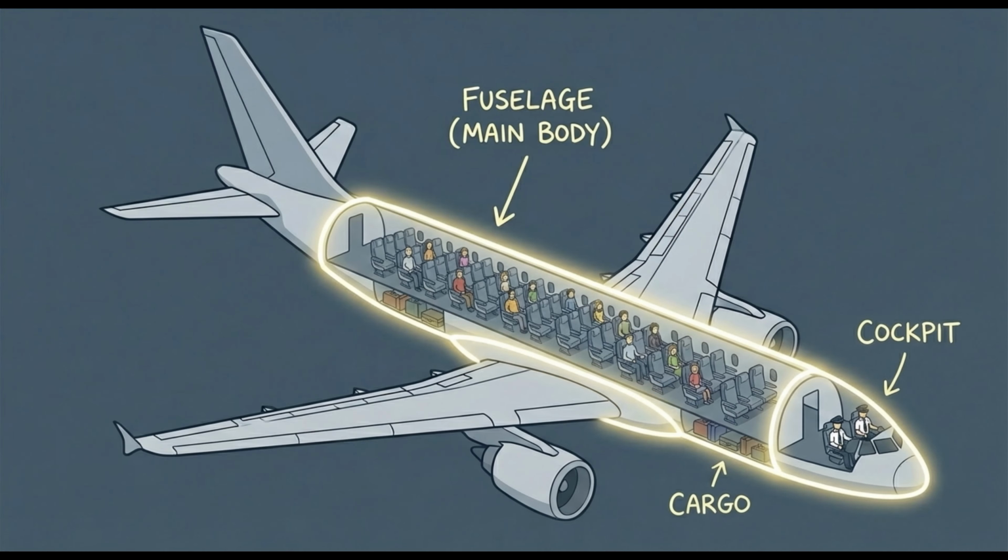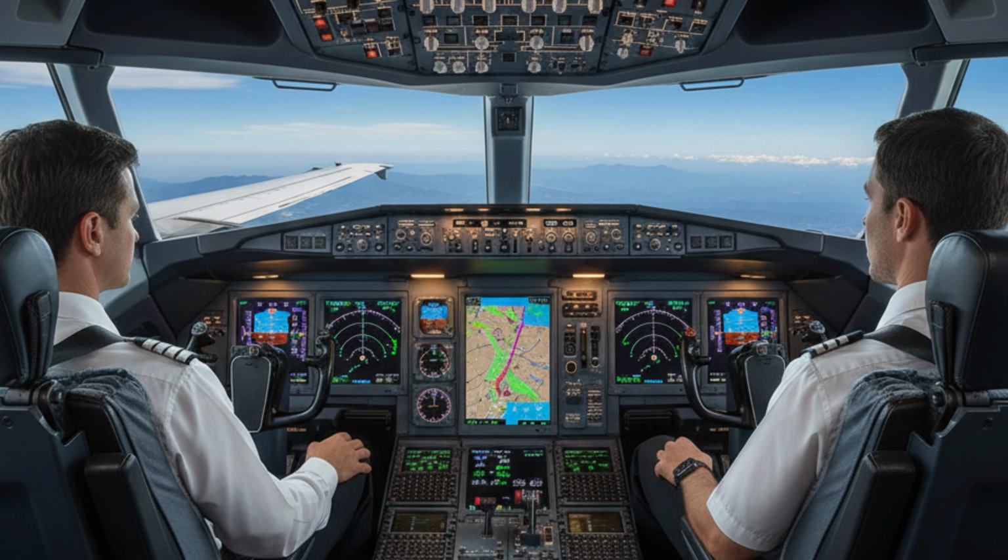The second one is fuselage. It is an enclosed body that contains passengers, payload, and flight crew. Cockpit. Cockpit is the area from which the pilot operates the controls and instruments to fly the plane.